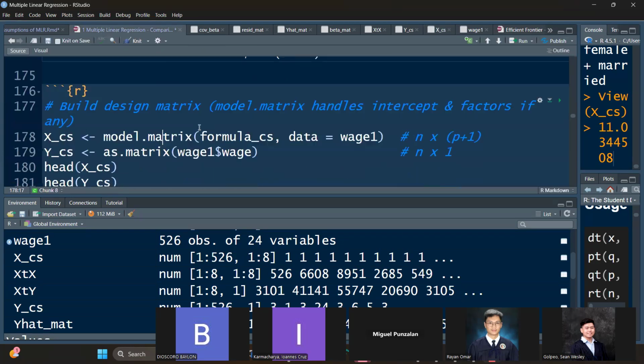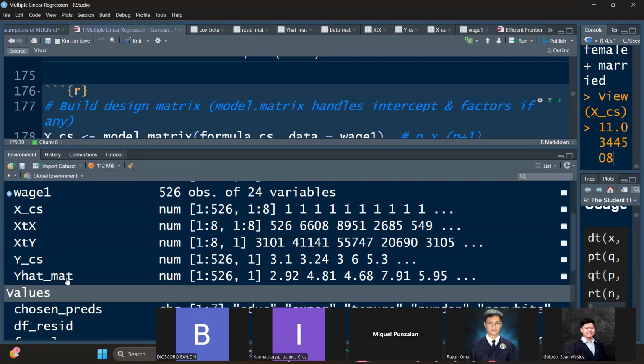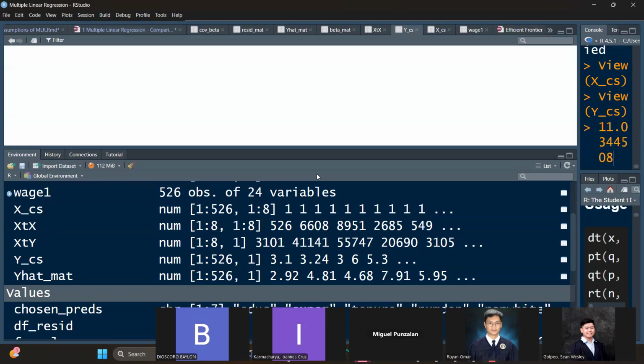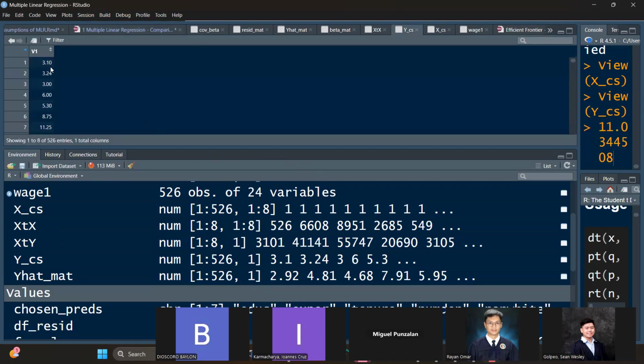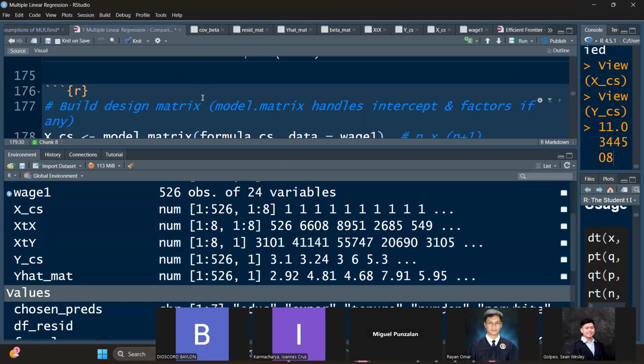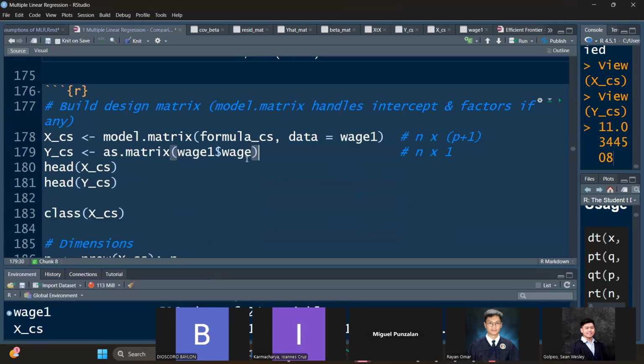And then your Y, since it's only one column, you can just use as.matrix. It's the wage column from your wage1. So if you run this, class, and print YCS, you'll have this matrix. How many rows? 526. N, because our wage1 data set has N equal to 526 observations and only one column, your dependent variable. So that takes care of your Y.